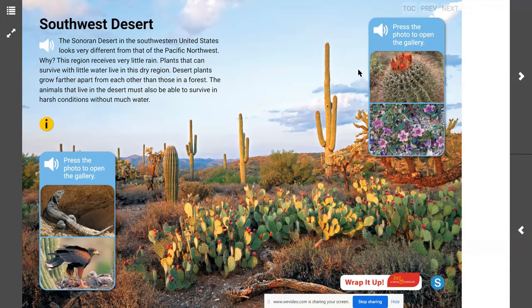Let's think about this. Do you think the roots of most desert plants are close to the surface, or do they grow deep into the ground? Close to the surface or deep into the ground? Where do you think those roots are?